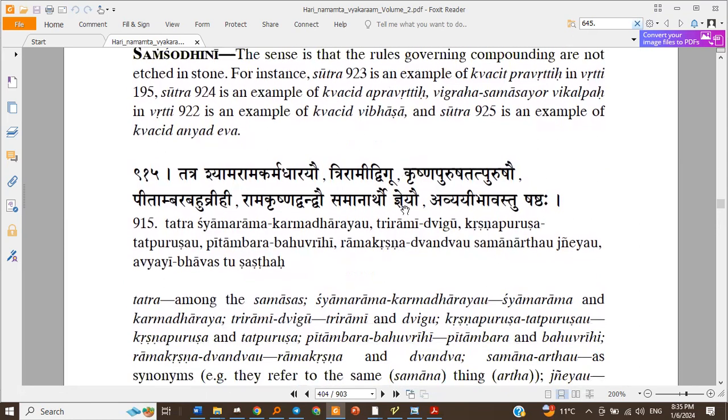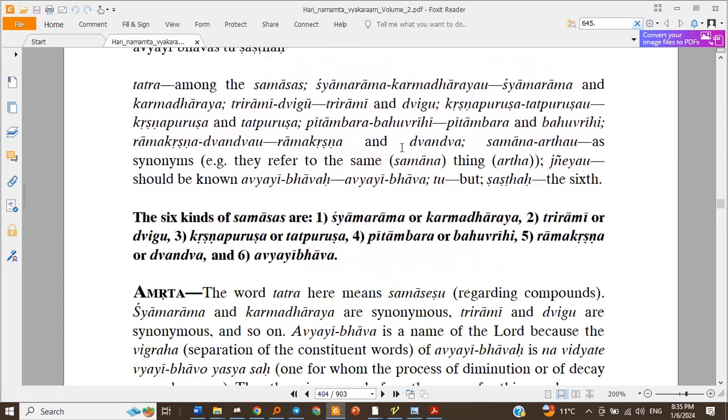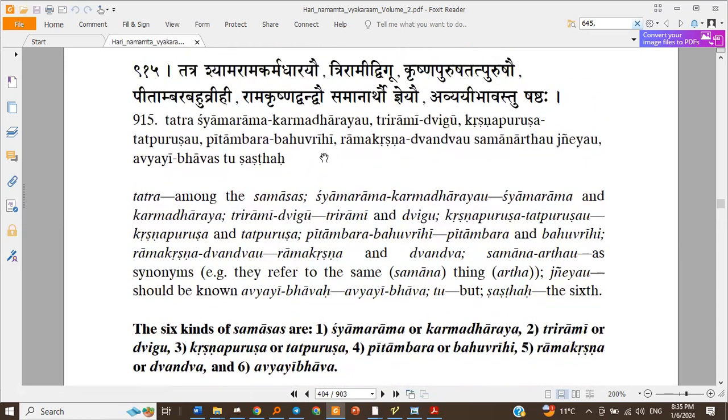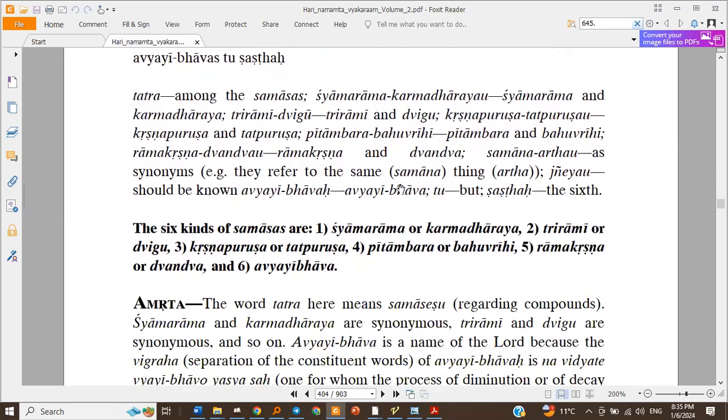Okay. We'll just do this and stop with the grammar. Tatra Shyam Ram Karma Dharayo. So these are the names of samasas in Harinamamrit Vyakaranam. Sri Rami Dvigu Krishna Purusha Tatpurushau Pitambara Bahu Vrihi Rama Krishna Dvandvau Samanartho Jnayau Avyai Bhavastu Shashta.